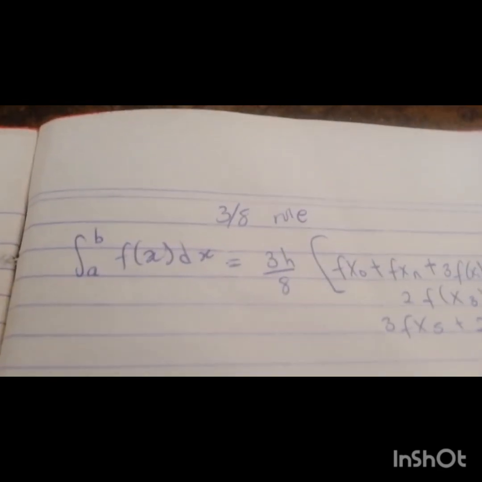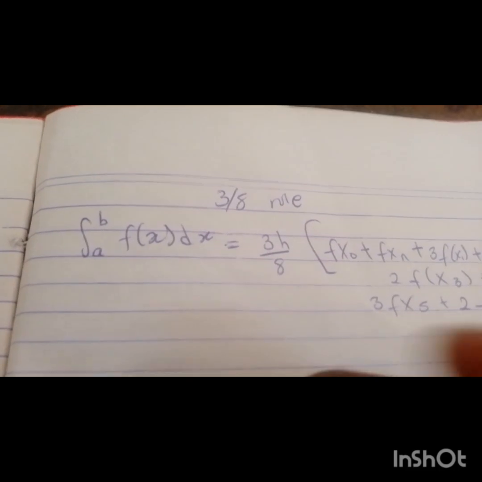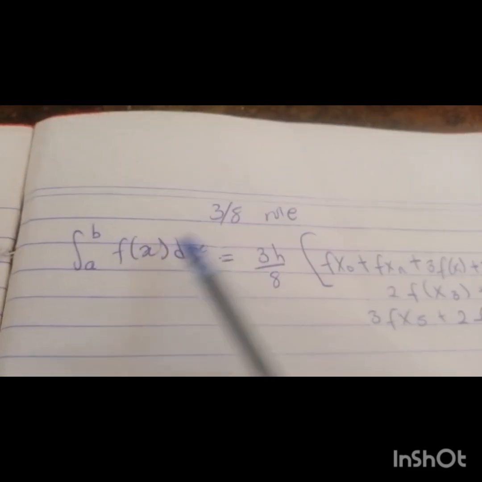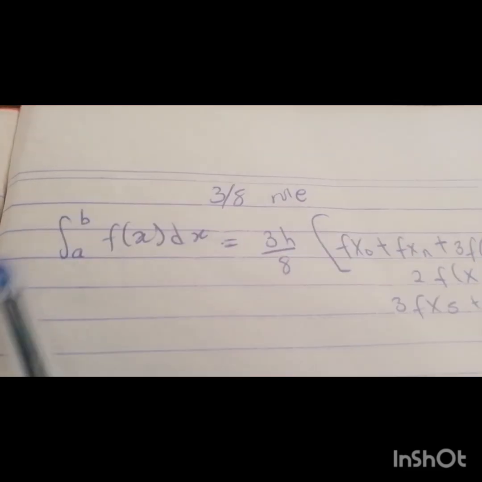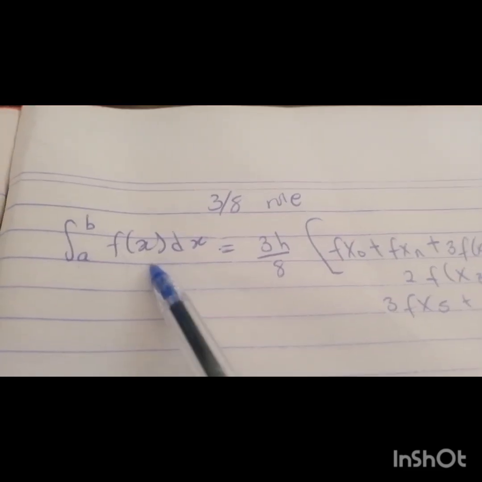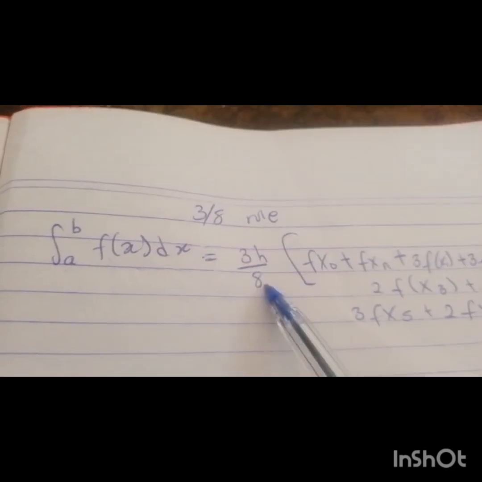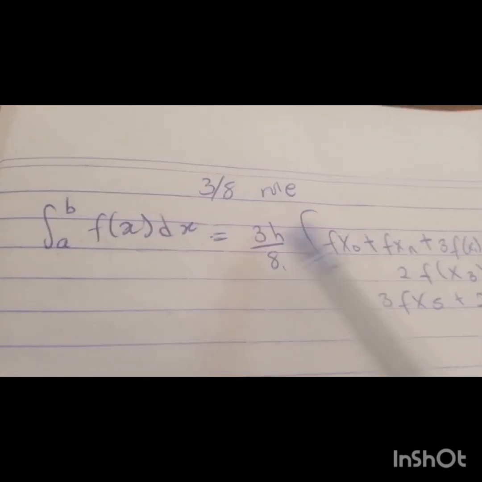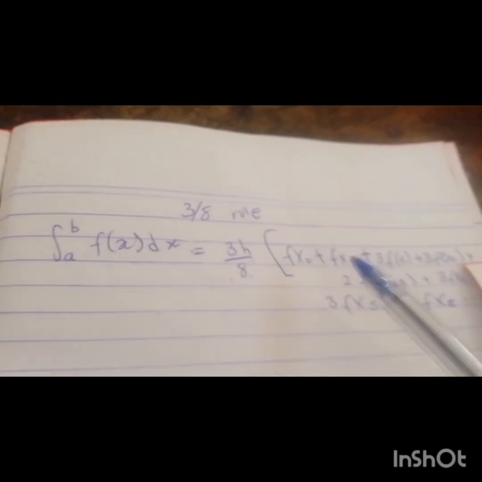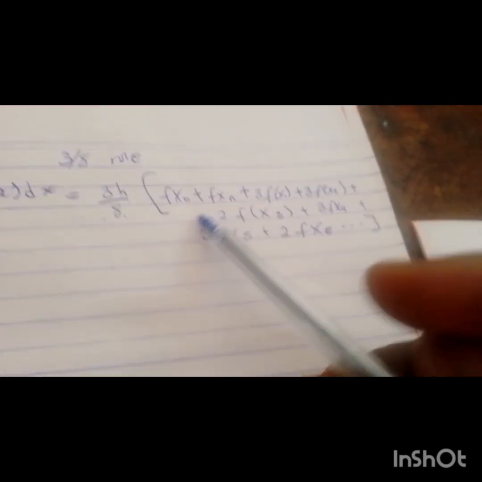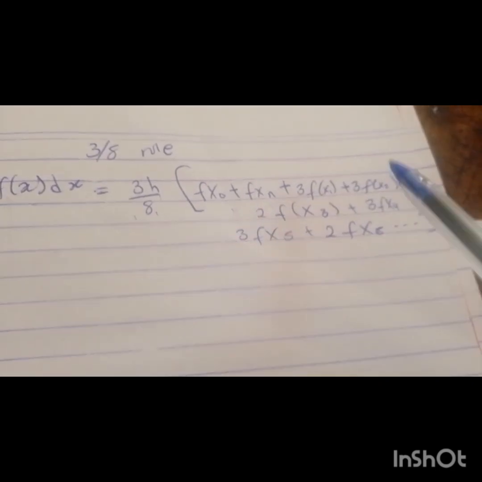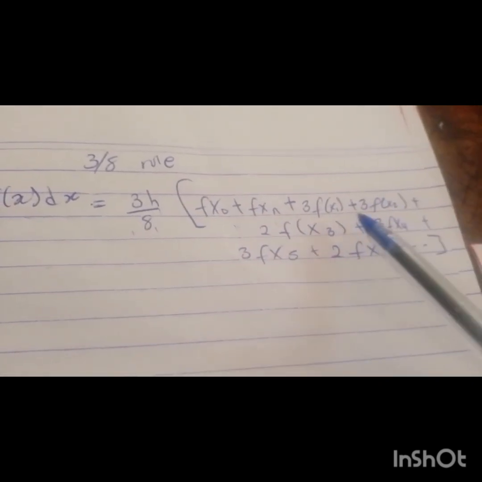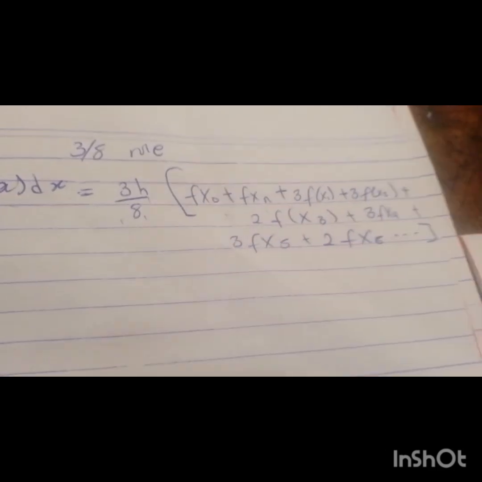So Simpson's 3/8 rule, let's go to the formula. Just like the first one, it's a definite integral, so we have the limits of some function dx, and it will be 3/8. That's why we call it the 3/8 rule. So 3/8 times the height, and then we multiply by the first term, last term, plus some recurrent terms.